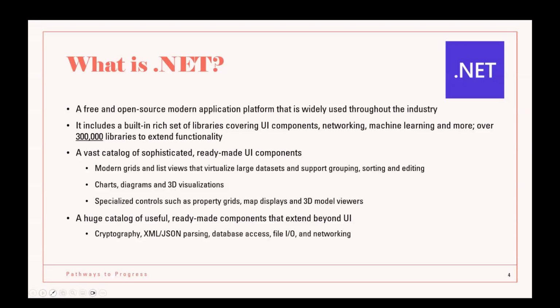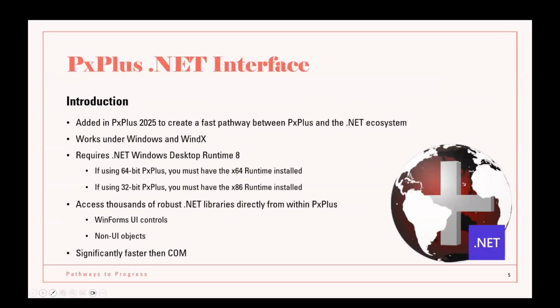And the UI components are often industry standard, they're advanced, and these include things like modern grids, list views, charts, diagrams, 3D visualizations, specialized controls for grids, maps, displays. There are thousands upon thousands of .NET controls out there, over 300,000. And if we can work with .NET, we can take advantage of all these libraries. So that's what we wanted to do.